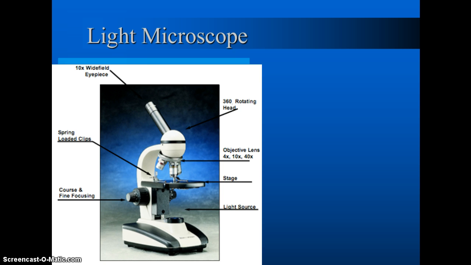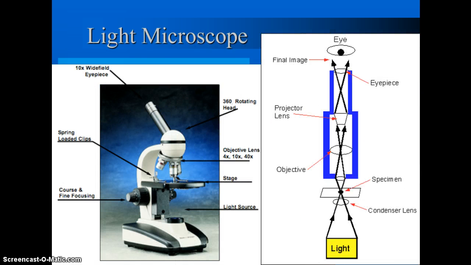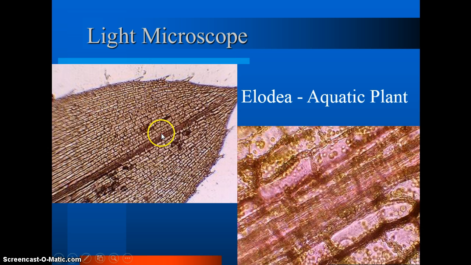Okay, here's a light microscope, which is what you'll be using. Your eye will be looking at the top part here, called the eyepiece, and then the slide with the cell that we'll be looking at would be on the stage. Okay, and you'll be looking through the parts.